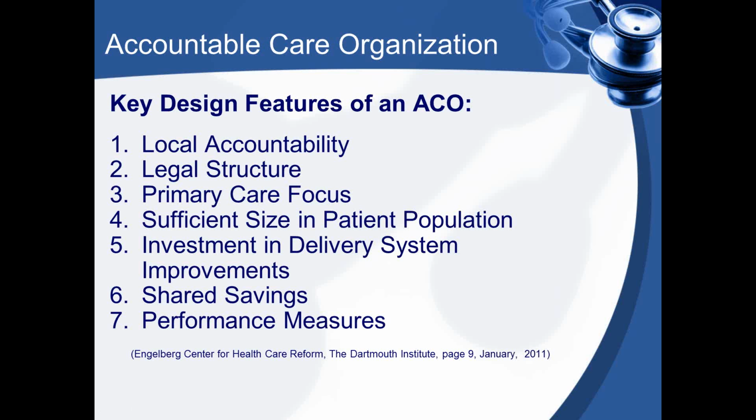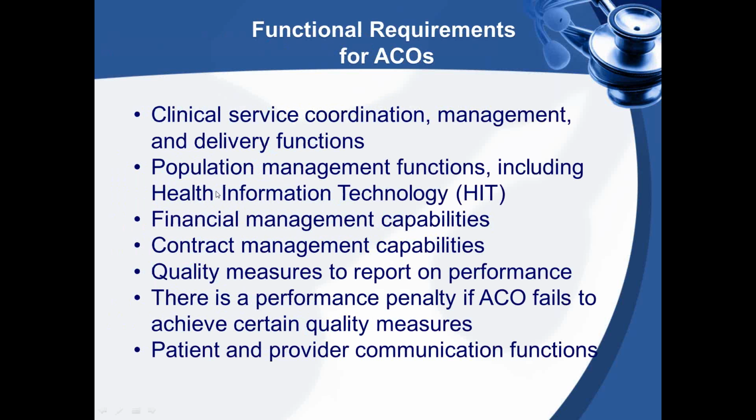Now, what do we have to do when we design an ACO? Well, you have to have local accountability. There definitely has to be a legal structure. There has to be a primary care focus. You have to have a sufficient size and patient population, at least 5,000 lives. The WakeMed Key Community Care has probably about 30,000. There has to be investment in delivery system improvements, and there has to be shared savings as well as performance measures.